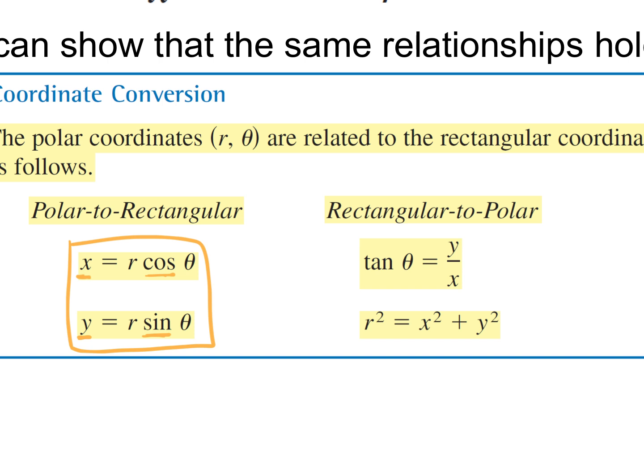We also have different formulas if we're going from rectangular to polar. So these two formulas we would use. Tangent of theta equals y over x. So this is the same thing that we did before. Tangent is y over x. And then the other one, similar to our Pythagorean theorem, r squared equals x squared plus y squared.